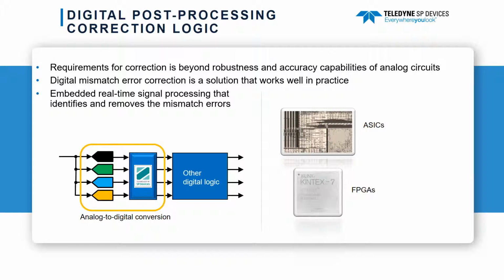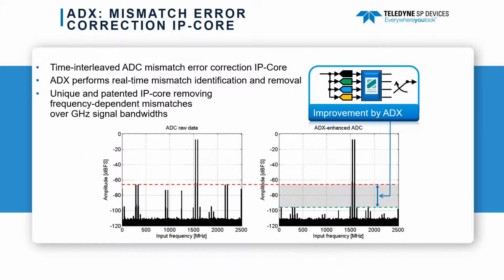Practical implementations of such mismatch error correction exist in commercially proven mass-produced ASICs as well as FPGA instantiations. Teledyne Signal Processing Devices provides a commercial digital post-processing IP.CORE for mismatch removal called ADX. This IP.CORE identifies and removes the mismatches between all ADC cores in a time-interleaved ADC array. It does this in real time and is available for FPGAs and ASIC implementations. The IP.CORE ADX uses a unique patented signal processing technique to remove mismatch errors that vary over frequency and temperature.